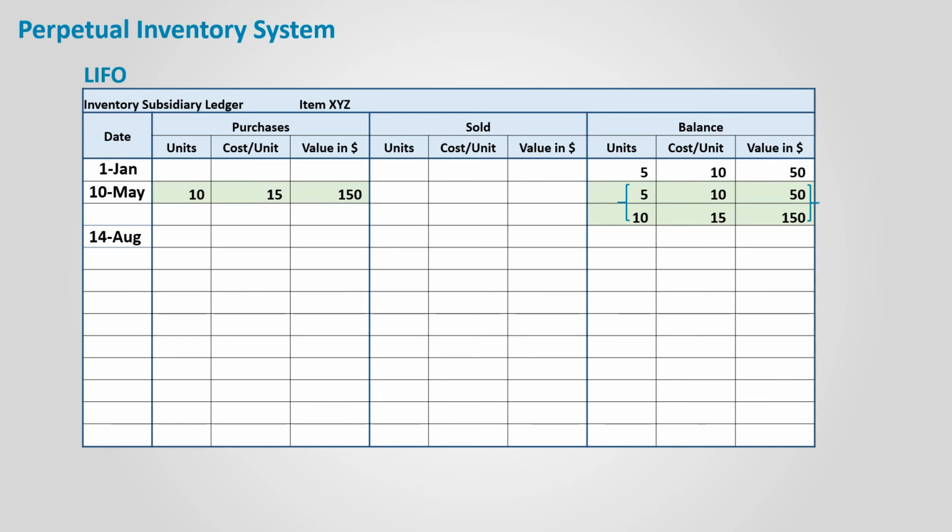This is recorded under the sold section. Notice that we are using LIFO. We are going to assume that the 10 units from the second layer from the last purchase with a cost of $15 each are sold first, and then 1 unit from the beginning inventory at a cost of $10 each. This leaves a balance in inventory of 4 units at $10 each. The total number of units sold are 11 units at a cost of $160.